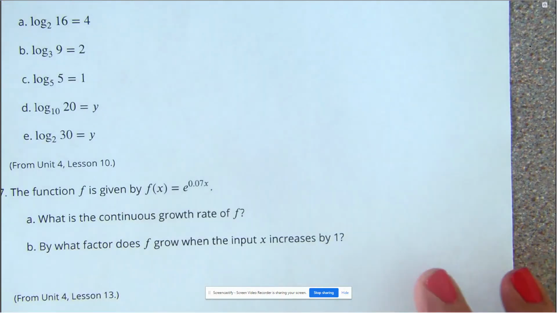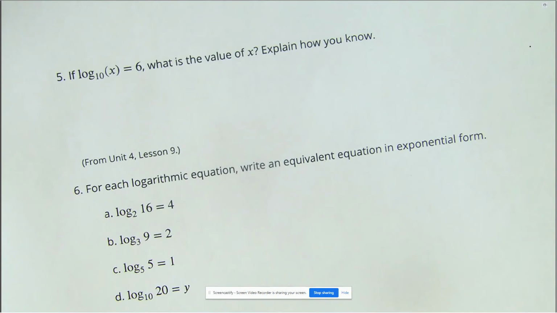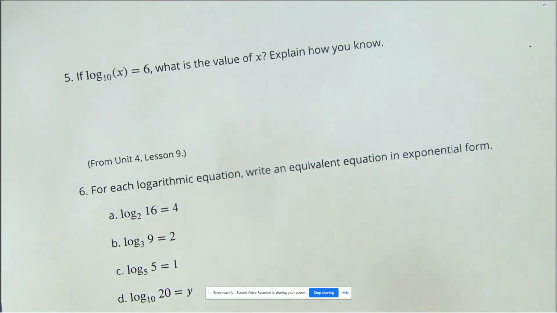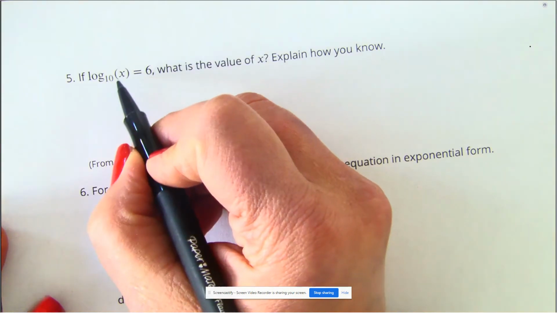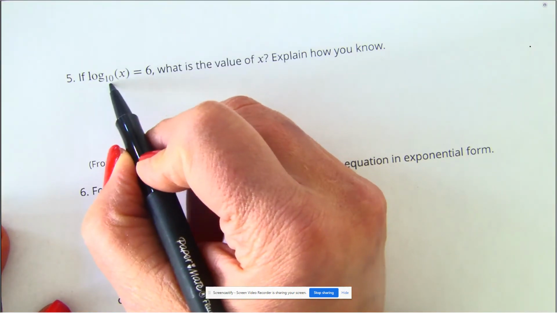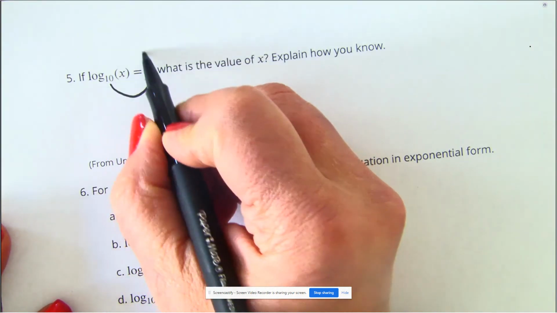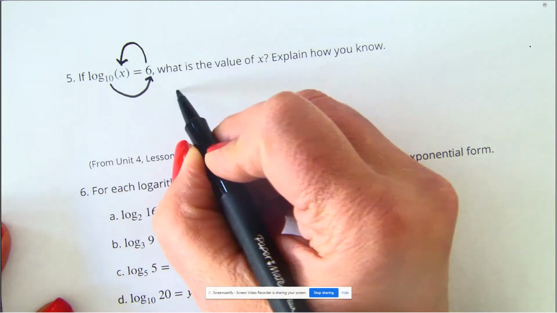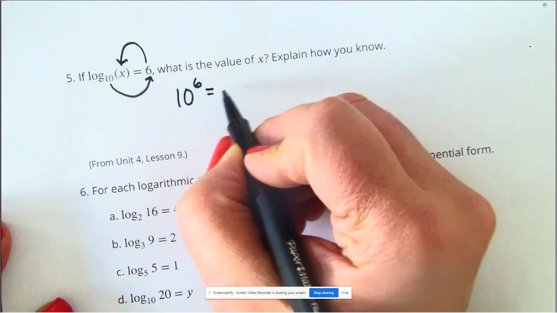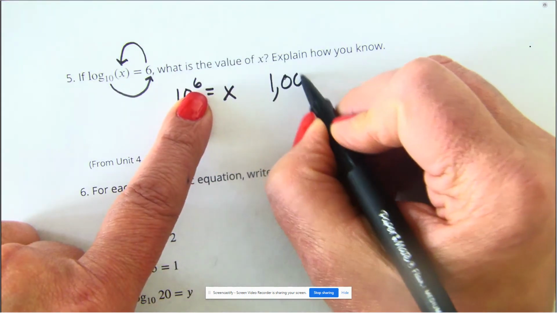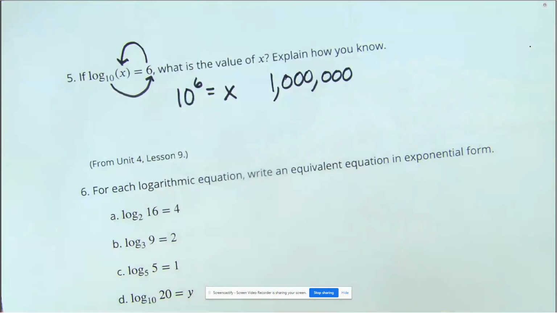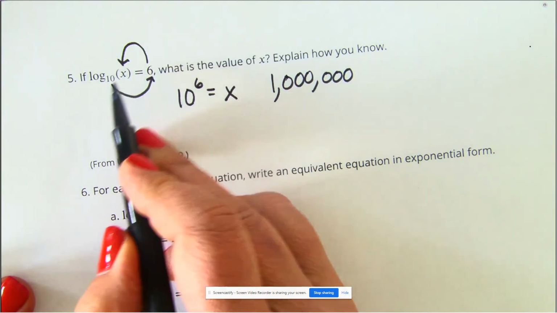Number 5. If the log base 10 of x is 6, what is the value of x? Explain how you know. I like to use this little counterclockwise circular motion. This is the base, this is the power, and that's the output. So this is saying 10 to the 6 is what? Well, 10 to the 6 is going to be 6 zeros, because I know that's the exponent I'm raising 10 to.